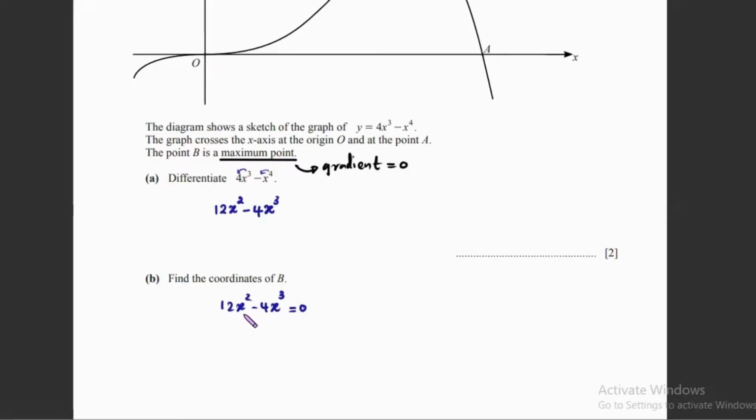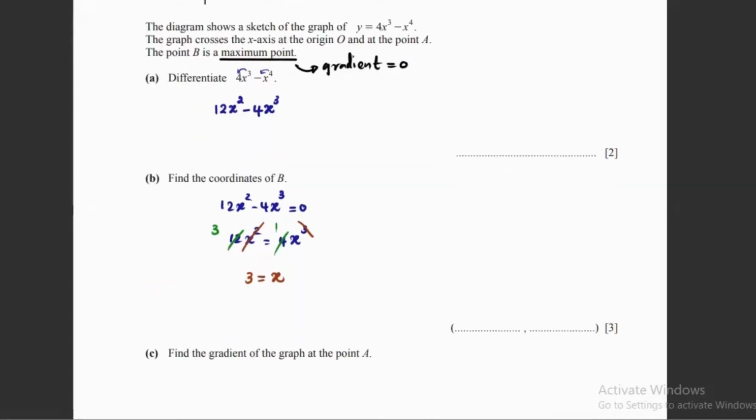Then I could bring this 4x cubed to the other side. So when I do that, I get 12x squared is equal to 4x cubed. And I'm going to simplify it. Both this 12 and 4 are divisible by 4. So I can cross out this 4, and 12 divided by 4 is 3. And then x squared and x cubed can be simplified as well. Here I have x squared and x cubed, so 2 of the x's will get cancelled out. So I have 3 on this side, and on the other side I have x, which means the value of x is 3 here.